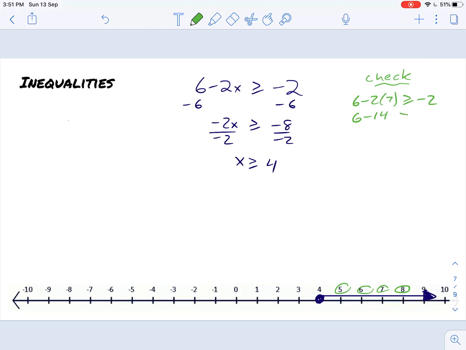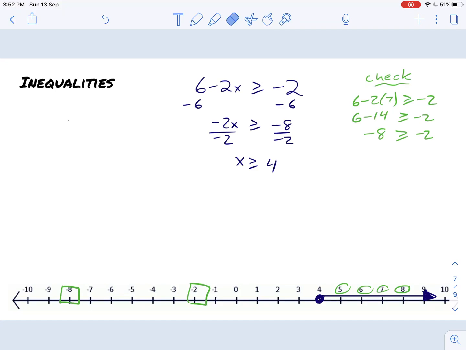So that would be 6 minus 14 is greater than or equal to -2. That works out to be -8 is greater than or equal to -2. Uh-oh, wait a second. -8 is not greater than or equal to -2. You can just see it on the number line. Here's -8, here's -2. Clearly negative 8 is not bigger than -2. So what did we do wrong?